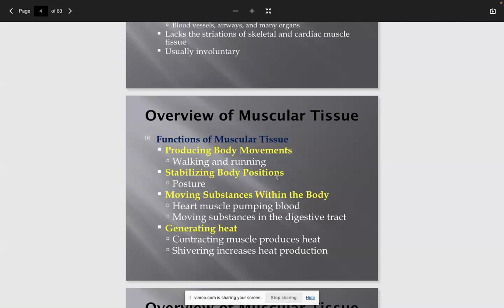So moving substances within the body, I guess this is one that you really wouldn't think about, but the heart muscle pumps blood, right? So muscle, aside from it just being attached to bone, also has a function for moving substances within the body, and then generating heat. This is what shivering is. So your skeletal muscles are contracting whenever you are shivering, and it's doing that to keep you warm.